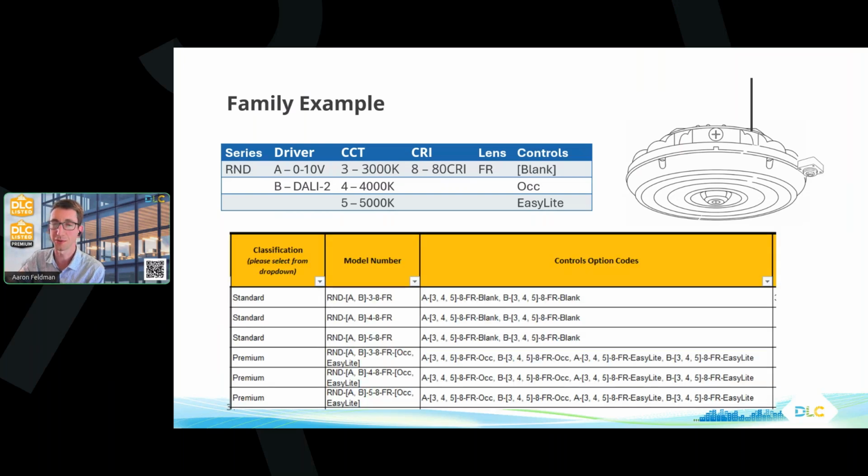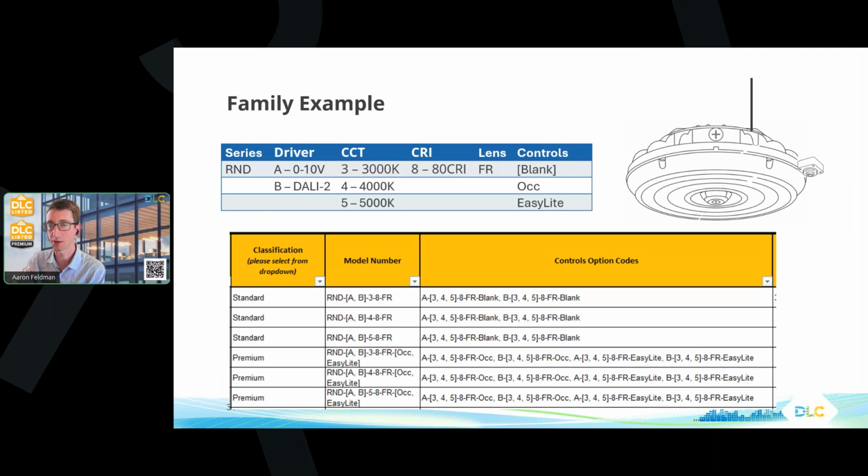So if we were to map out this in the application Excel form, you would see here there'd be 6 total products, 3 standard, 3 premium, to indicate the options that are eligible for premium and standard. So you have the no controls as your standard, and then either your occupancy or your Easy Light for your premium here under model number.